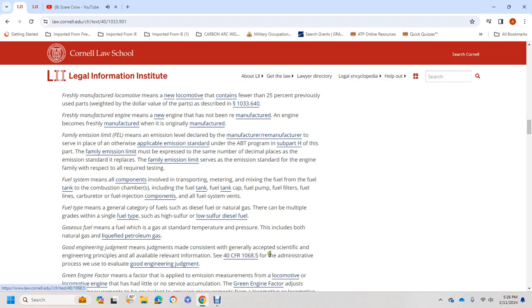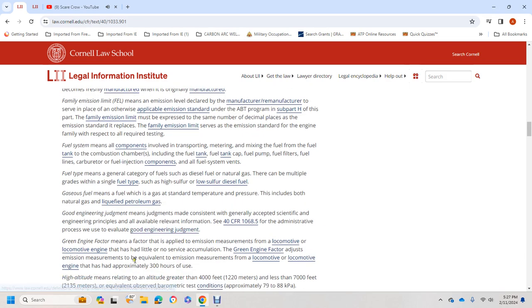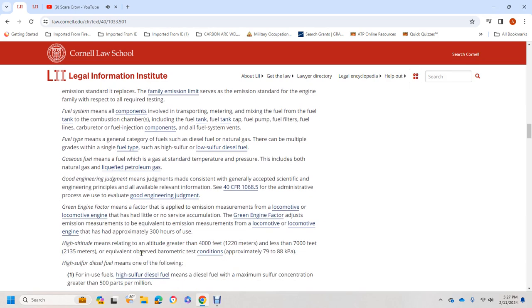See 40 CFR 1068.5 for the administrative process we use to evaluate good engineering judgment. Green engine factor means the factor applied to emission measurements of a locomotive engine that has little or no service accumulation. The green engine factor adjusts the emission measurement to be equivalent to the emission measurement of a locomotive engine that has approximately 300 hours of use.